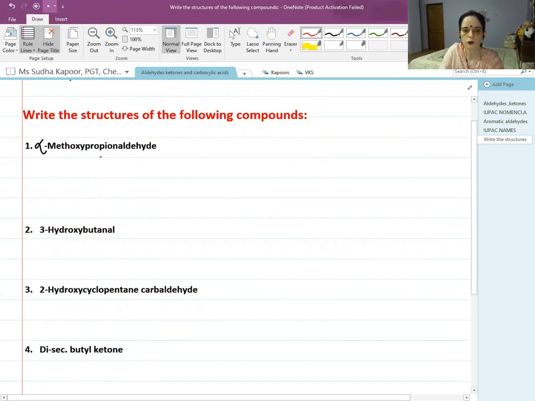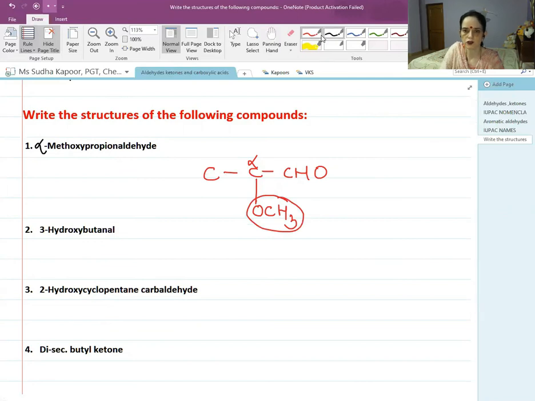Alpha-methoxypropionaldehyde. So propionaldehyde, the 3 carbon aldehyde. This is the alpha position, and it is occupied by a methoxy group. Alpha-methoxypropionaldehyde for the 3 carbons. So completing the hydrogens, it is very, very compulsory to complete the hydrogen part here. Now the second one is 3-hydroxybutanal.